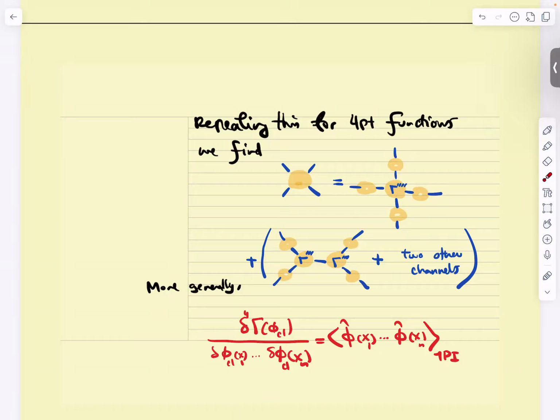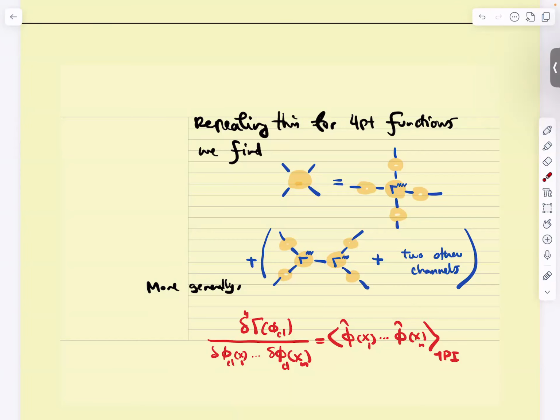How do I see that? Every time you take a derivative with respect to j, it brings down a phi. So the k-th derivative, del j of x1 through del j of xk, of Z of j at j equals 0 is just the full k-point function.